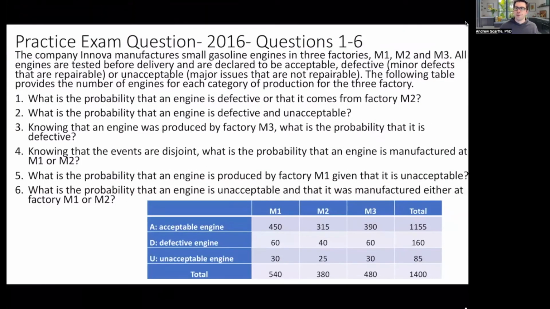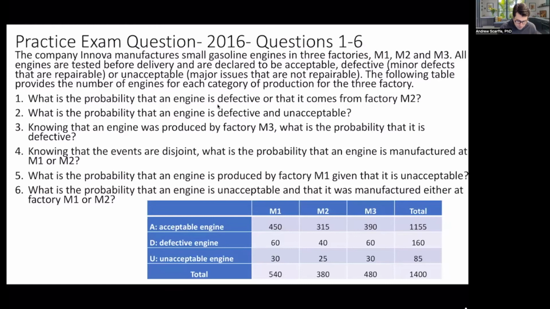Okay, let's go to this problem here. There's a number of questions here, so I will give you some time to work through this, and then we will take it up together.